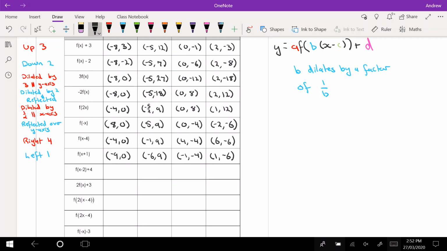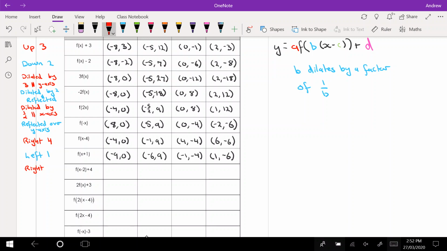f of x minus 2 plus 4. What's happening to the graph, Pat? It's going 2 to the right. Going right 2 and 4 up. So we now just move each coordinate right 2 and up 4.